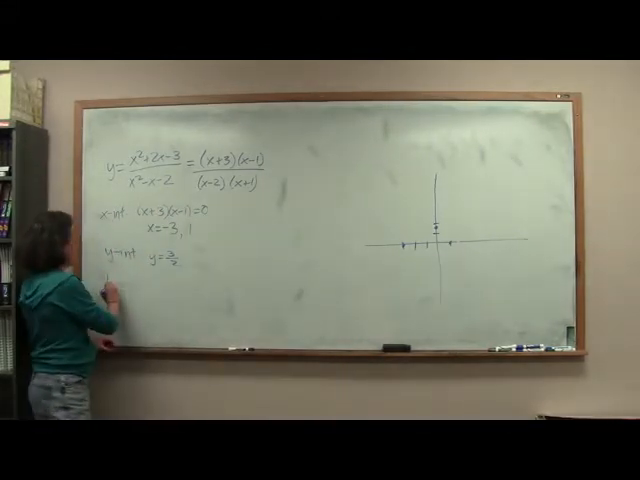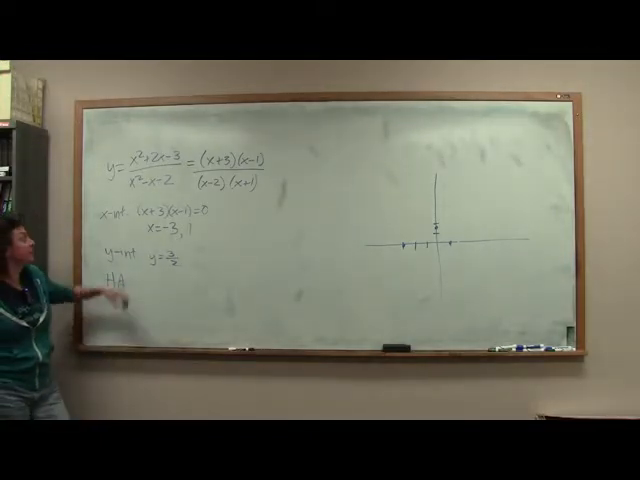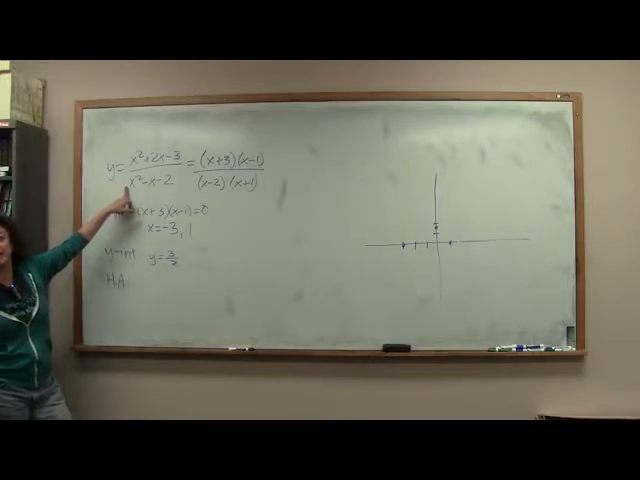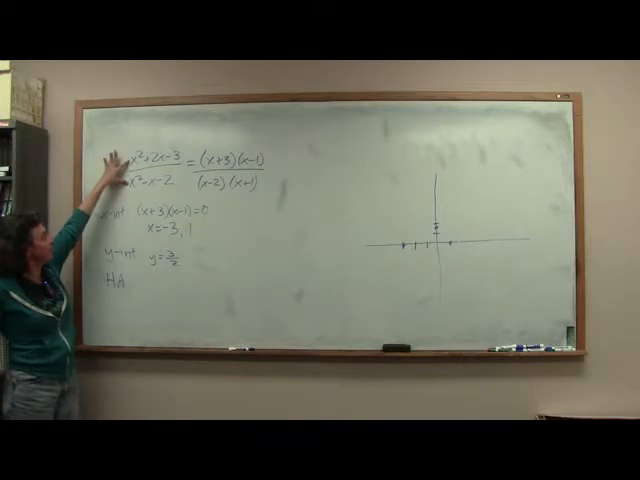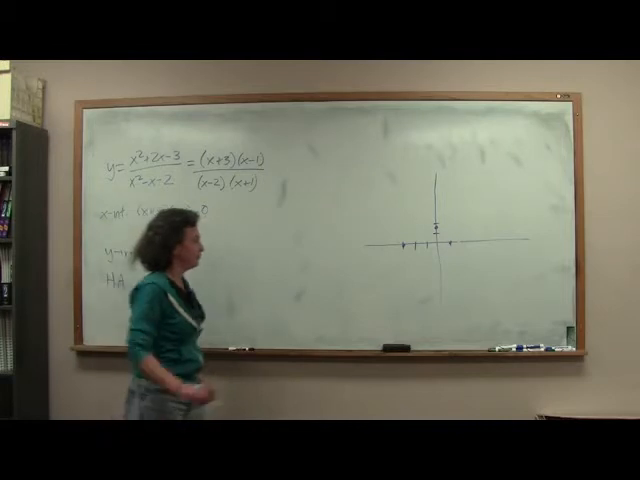All right, horizontal asymptote. Consider the degrees. Notice the degree of my numerator is equal to the degree of my denominator. So my horizontal asymptote is the ratio of the leading coefficients, and 1 over 1 is 1.